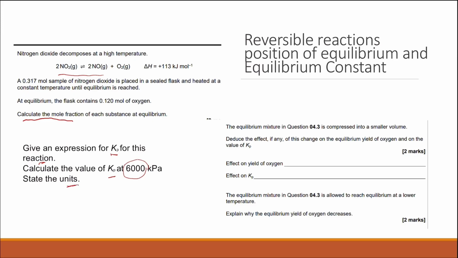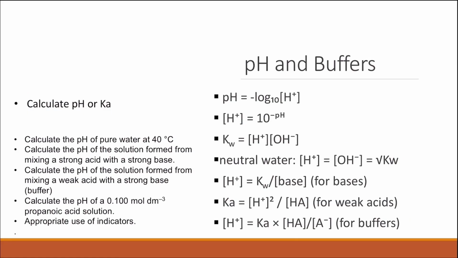Also, they can ask about the effect of a changing temperature on the yield. Here for this reaction, there is oxygen as one of the products, and the effect on Kp. Also, they can ask about the effect of the pressure on the Kp and on the yield.